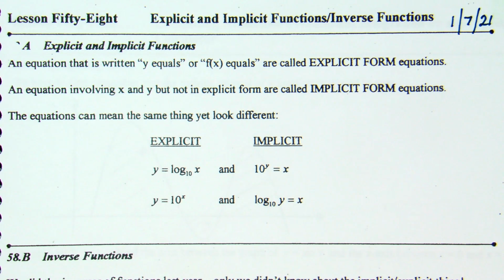So, as I said before I started the recording, not very calculus-y necessarily, just mathy tough stuff. Whether you remember them or not, we've talked about explicit and implicit before over the years. We've talked about inverse. Inverse you probably remember a little bit more. I don't know if you remember your vocabulary for explicit and implicit, because that's really what it comes down to, a little bit of vocabulary. So if you look there at the top, an equation that is written y equals or f of x equals are called explicit form.